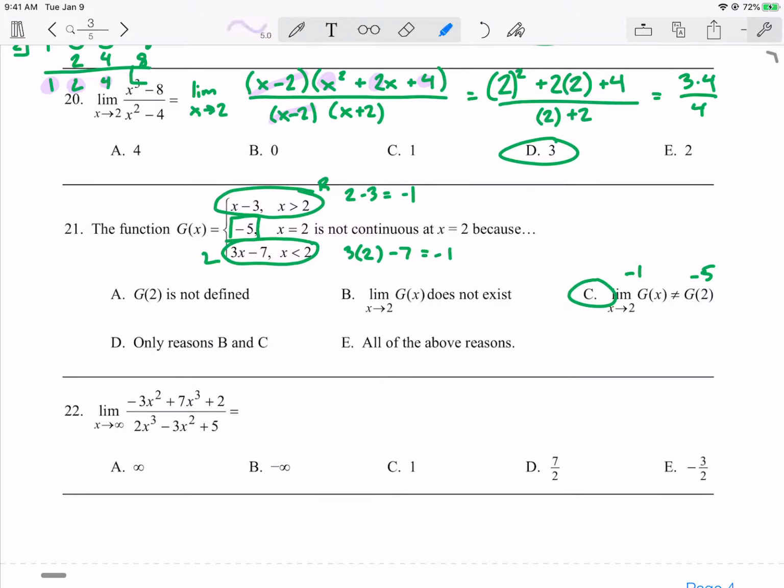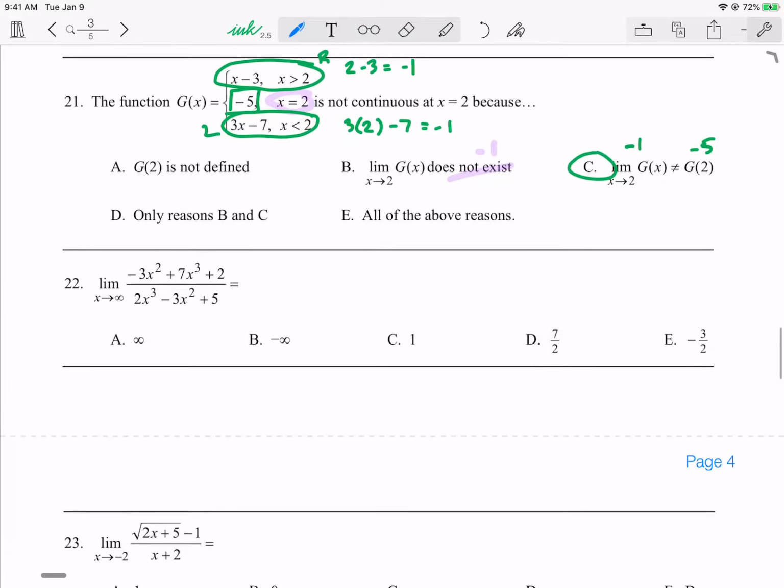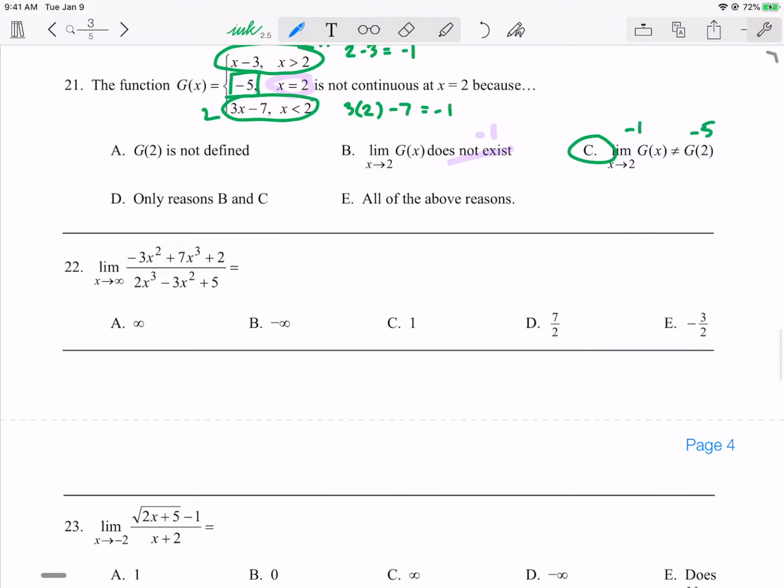G of 2 is defined, right? It's defined here because x equals 2. The limit does not exist. That's not true. We found it to be negative 1. So it should only be option C. Option E. Have fun with that logically.